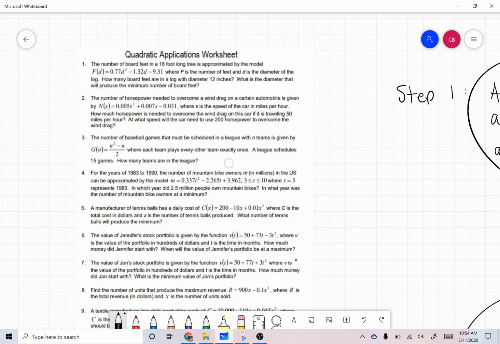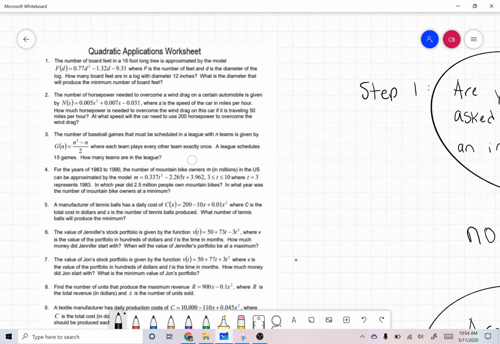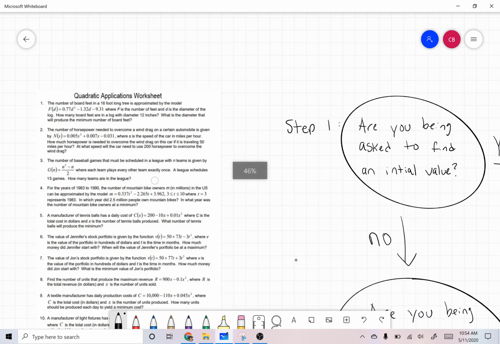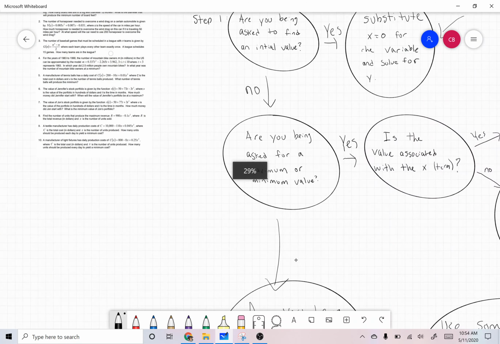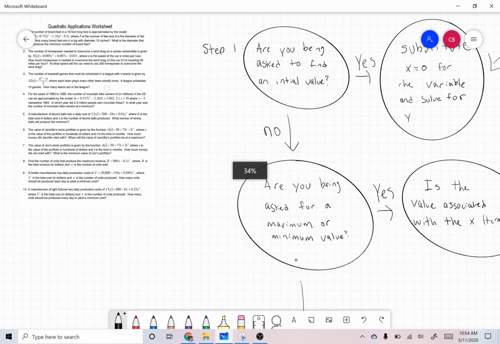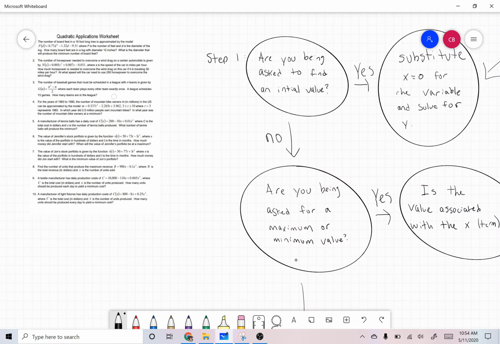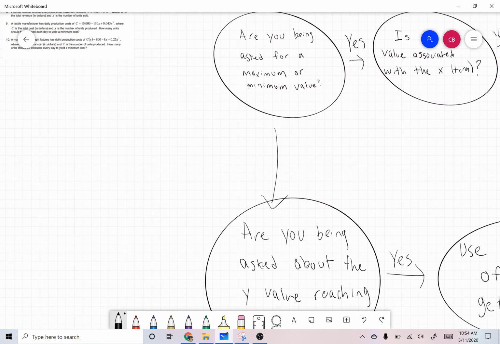So that's the first question. Are you being asked to find an initial value? I think the answer here is no, because they're telling you the diameter is 12 inches. So that would fall into, are you being asked for a maximum or minimum? Well, the first part of the question does not say anything about max or min, so we go to the next one. This would be no down here.